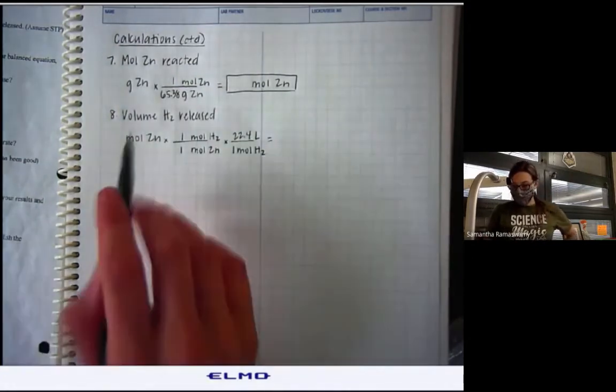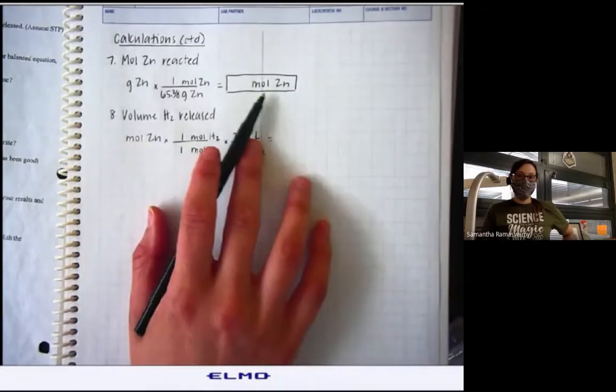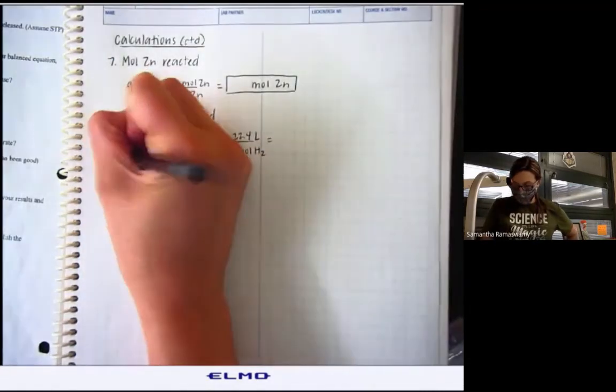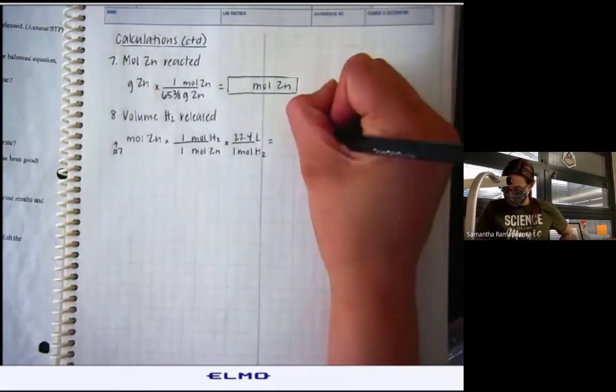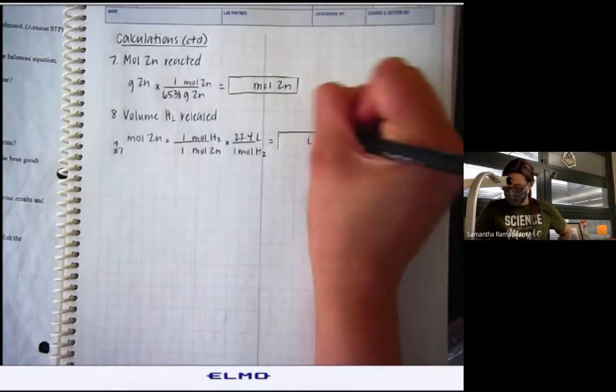And so we can take our moles of zinc, so whatever your number of moles of zinc, you calculate it in number 7, and multiply by 22.4. That gives us our volume of hydrogen.